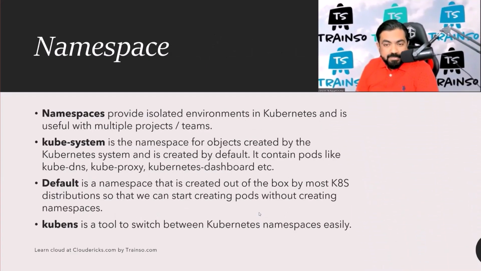Namespaces. Namespaces provide isolated environments in Kubernetes and are useful with multiple projects or teams. Kube-system is the namespace for objects created by the Kubernetes system and is created by default. It contains pods like kube-dns, kube-proxy, Kubernetes Dashboard, etc. Default is a namespace that is created out of the box by most Kubernetes distributions so that we can start creating pods without creating namespaces. Kubens is a tool to switch between Kubernetes namespaces easily.